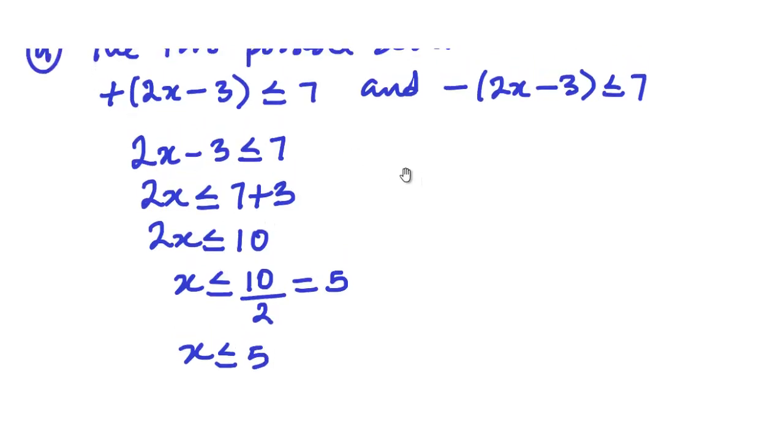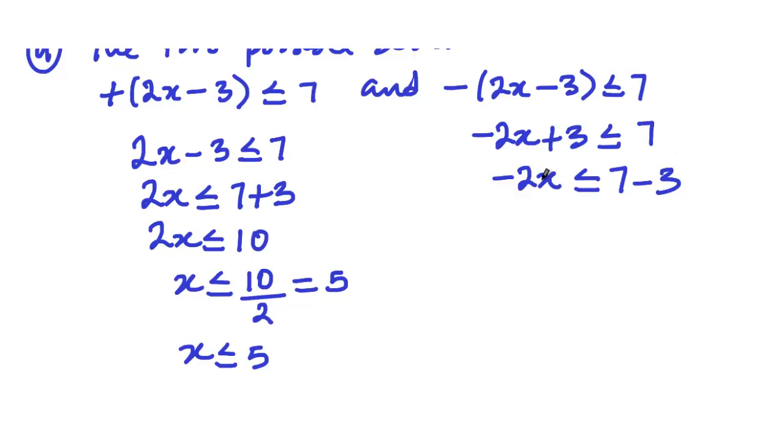Then for the second one, all we need to do is to open the bracket using this minus. This is just like minus 1 outside the bracket. So minus 1 times 2x will give us minus 2x. Minus 1 times minus 3 will give us plus 3. It's less than or equal to 7. So minus 2x is less than or equal to 7 minus 3, because if plus 3 comes to this side, it becomes minus. So minus 2x is less than or equal to 4. Now divide both sides by the coefficient of x, that's minus 2.